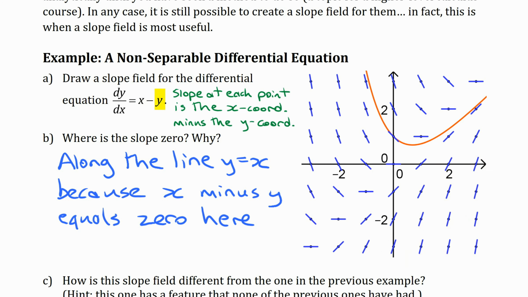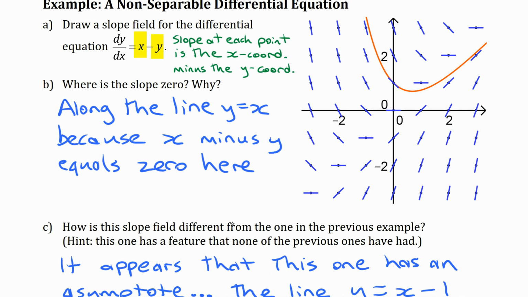If you go the other way, these points here, negative 1, 0, 0, 1, 1, 2, 1 minus 2 is negative 1, 2 minus 3 is negative 1. All of those are going to be negative 1. And then you can continue. That's going to be negative 2, negative 3, negative 4, and so on. So look for patterns if you're trying to draw these by hand. Definitely. All right. Now, where's the slope 0? As we said, it's along this line y equals x because the x and y are equal there.